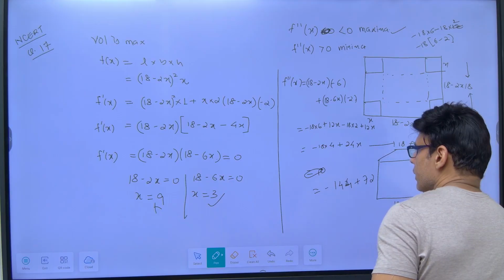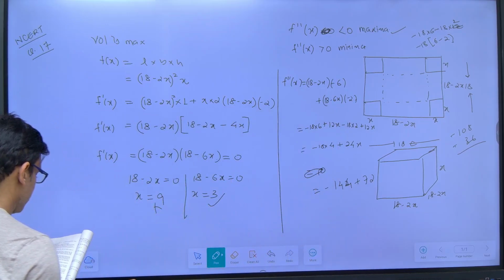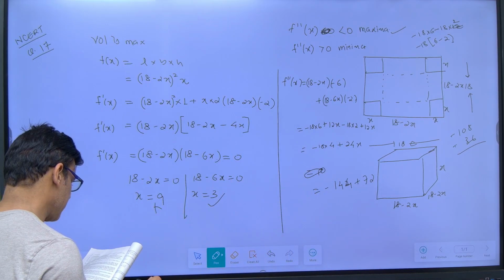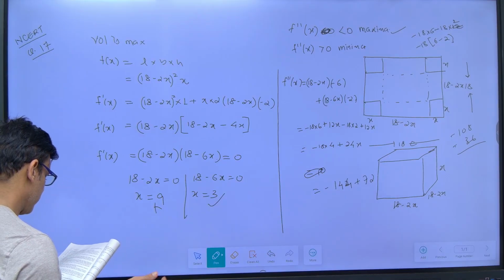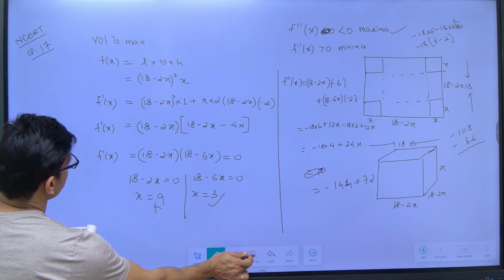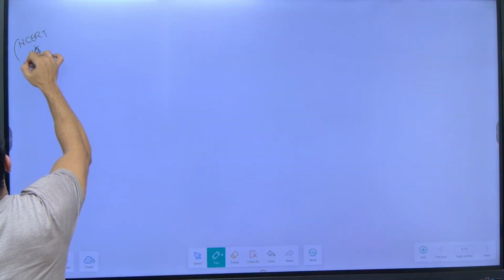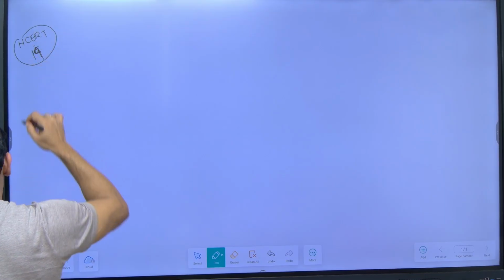Right? There is a similar question to this, question 18, which you can try in homework. Exactly similar to this, but length, breadth, height change. So that is also in single variable. The next question is very important. This is from NCERT. Question number 19.